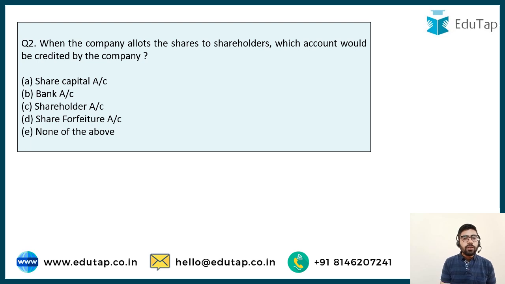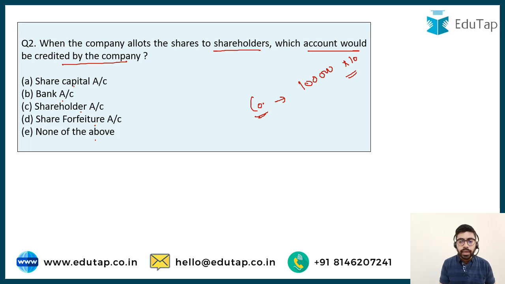When the company allots the shares to shareholders, which account would be credited by the company? Share capital account, bank account, shareholder account, share forfeiture account, or none of the above. So suppose a company comes up with the issue of 1 lakh shares of rupees 10 each. The entire amount is called up at the time of application only. So the shareholders have to furnish 10 lakh rupees to the company. Now this amount is to be ultimately credited to which account? This is what we are being asked here. Share capital, bank, shareholder, share forfeiture, or none of the above.